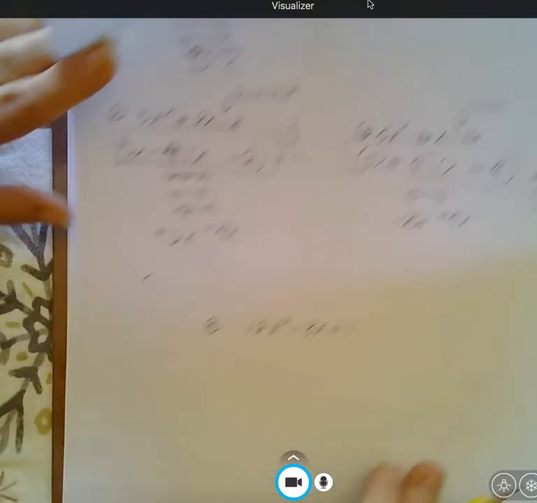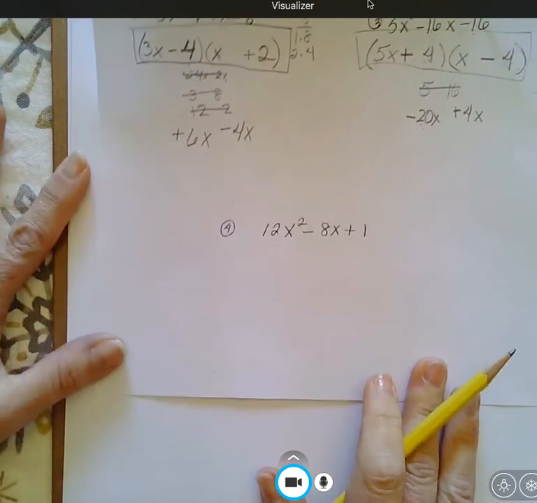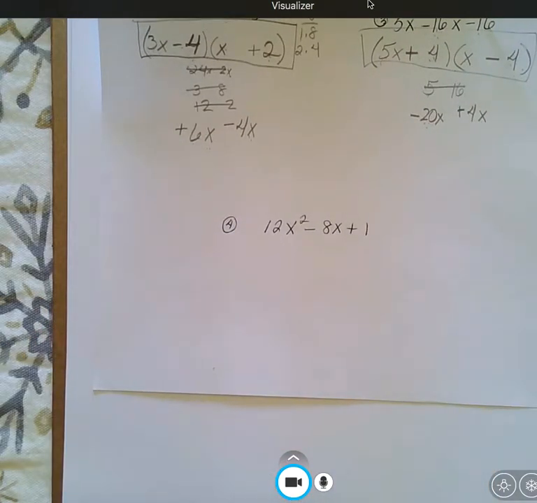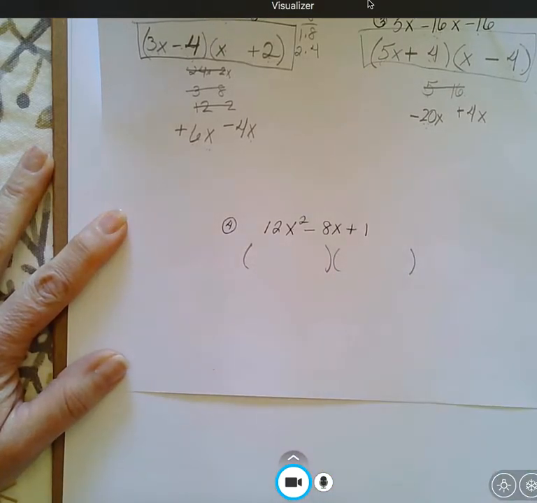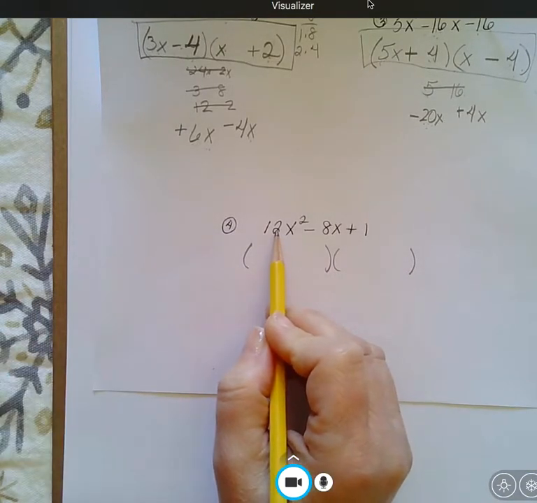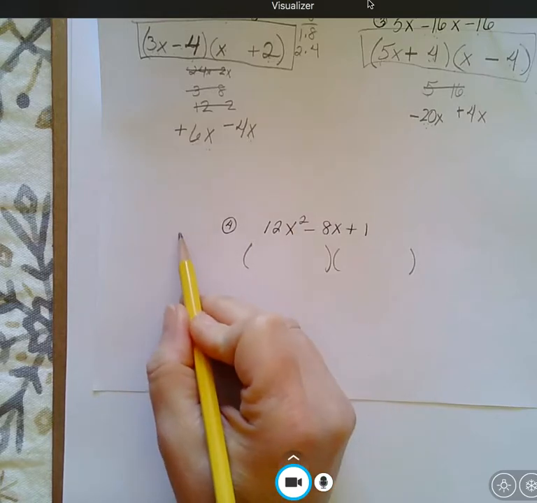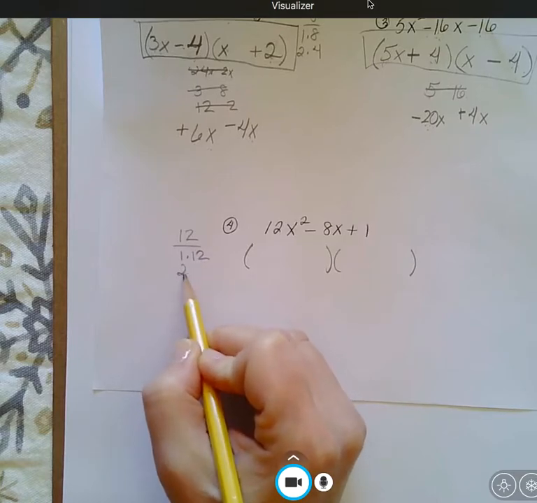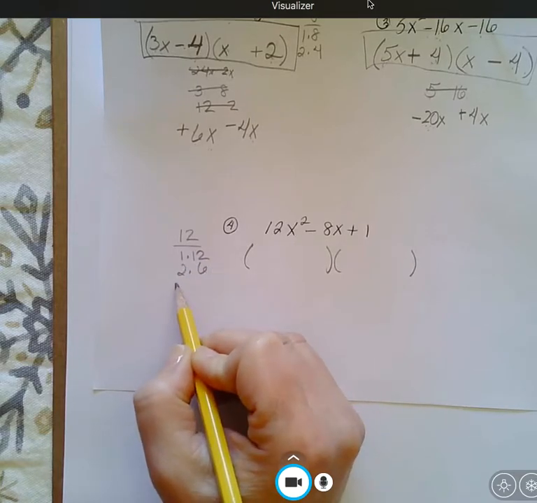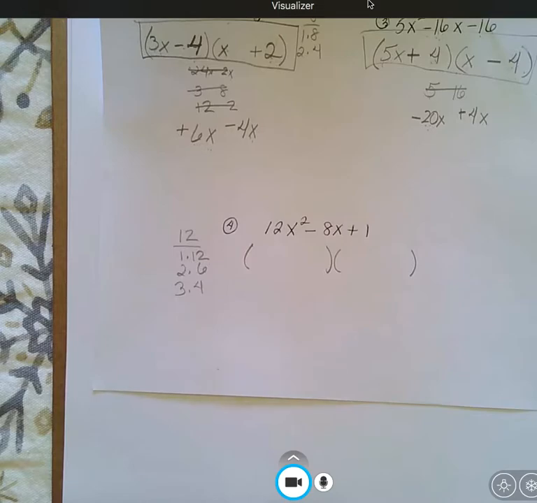Moving on. Number 4. So here's our last one that we're going to be learning from. And I'm going to set myself up with 2 sets of parentheses. 12. Well, 12 is 1 times 12, 2 times 6, and 3 times 4. So how do I know which one it is? Guess and check. It's the only thing.